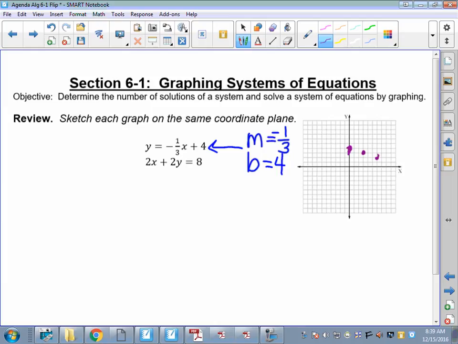When we did inequalities, remember we had to worry about solid or dashed. This is an equal sign, so we just connect these dots with a nice neat line. Put arrows on both ends, we've got that done.